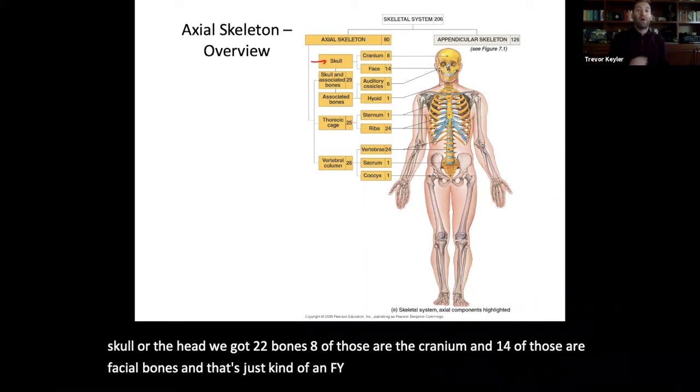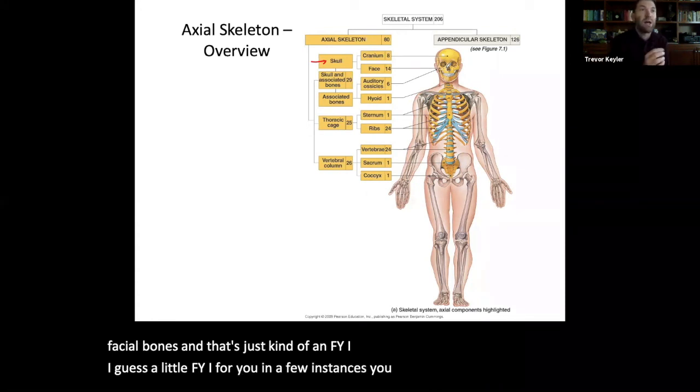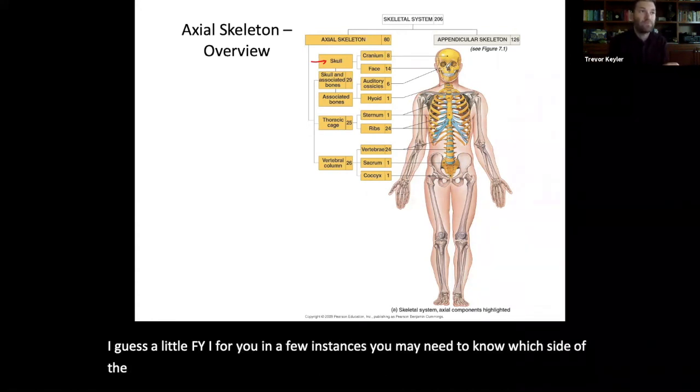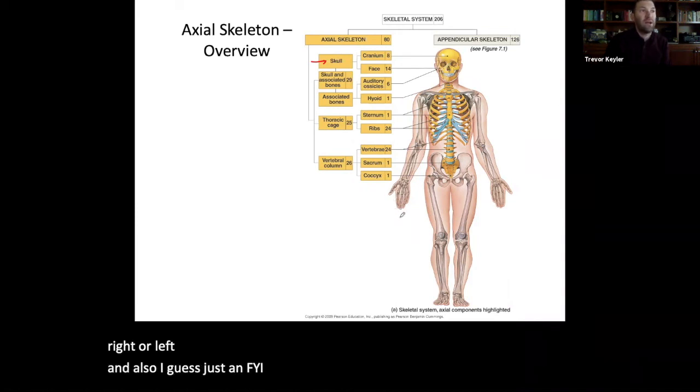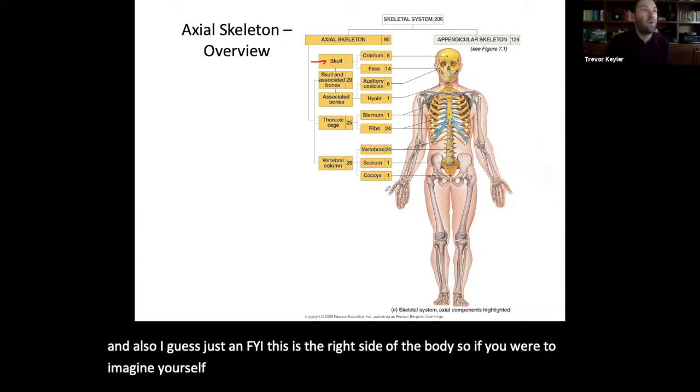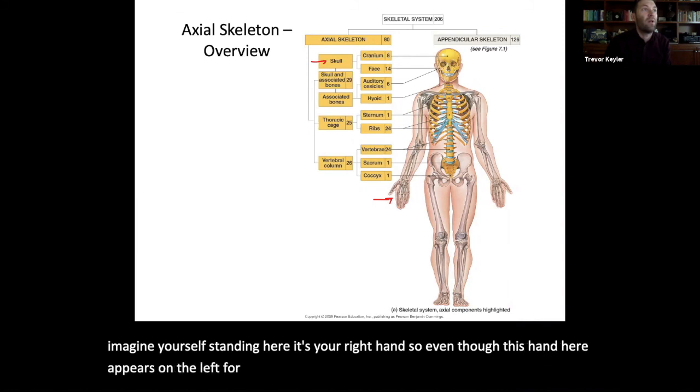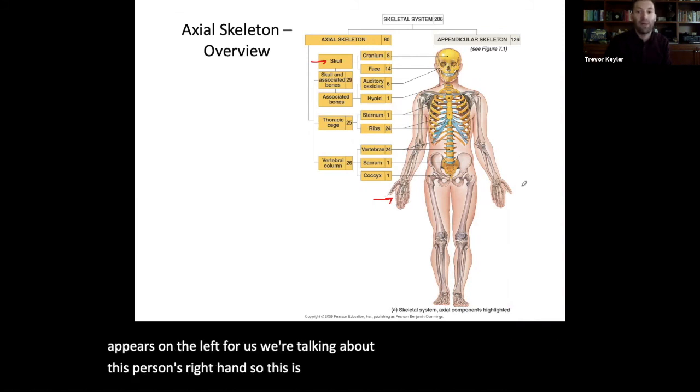A little FYI for you, in a few instances, you may need to know which side of the body a bone comes from, right or left. And also, just an FYI, this is the right side of the body. So if you were to imagine yourself standing here, it's your right hand. So even though this hand appears on the left for us, we're talking about this person's right hand. So this is right, and this is the left side of the body. I think a lot of you know that, but it's helpful to point out.